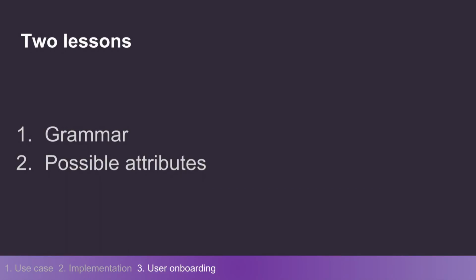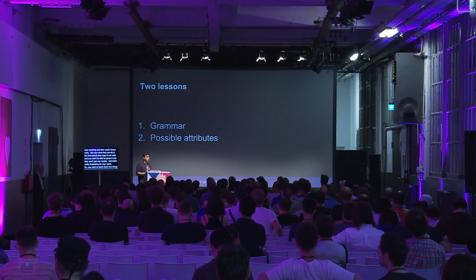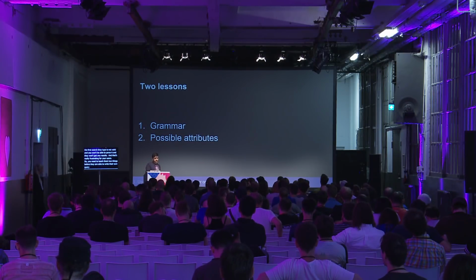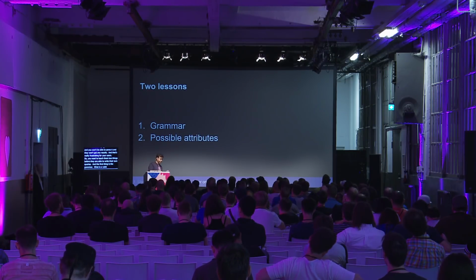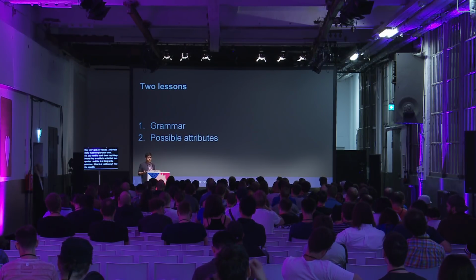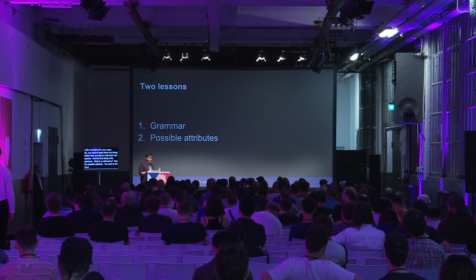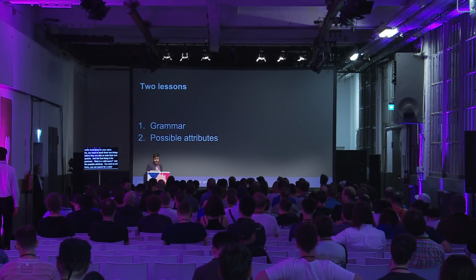So you need to teach them two things before they are able to write their own queries. And the first thing is the grammar. What is a valid query? And the first thing is a possible attribute. So you want to tell them, well, you can search for a chair, for a couch, for anything you want. So you need to tell them what kind of values they can put inside the valid queries.